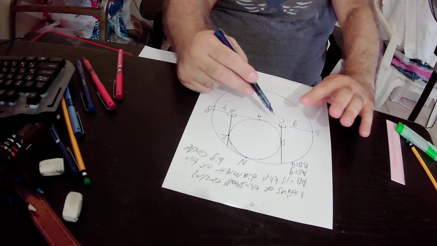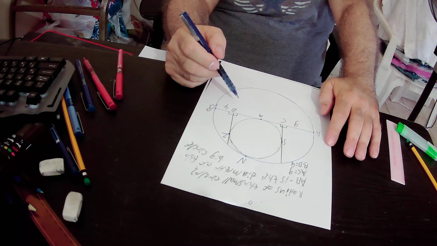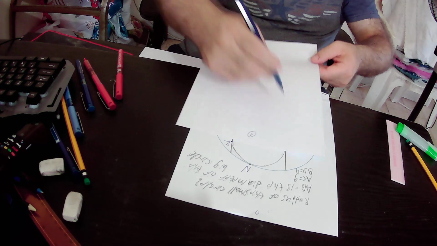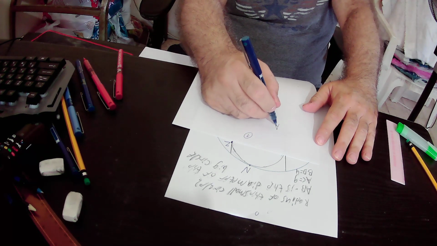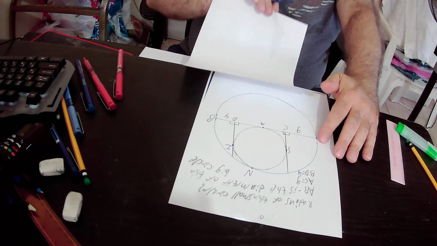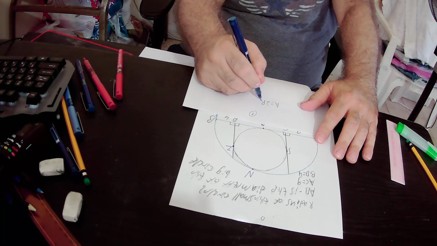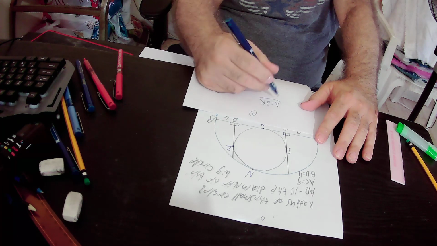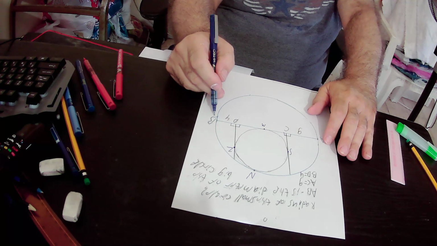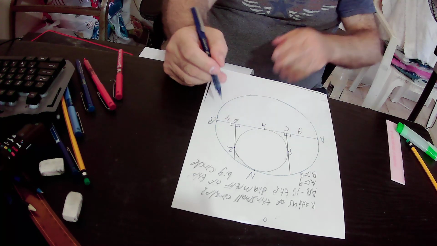And we know that AB is the diameter of the big circle. So actually AB equals 2 times the radius of the big circle. Let's define the radius of the big circle as capital R. So chord AB equals 2 times capital R, that is, 2 times the radius of the big circle.